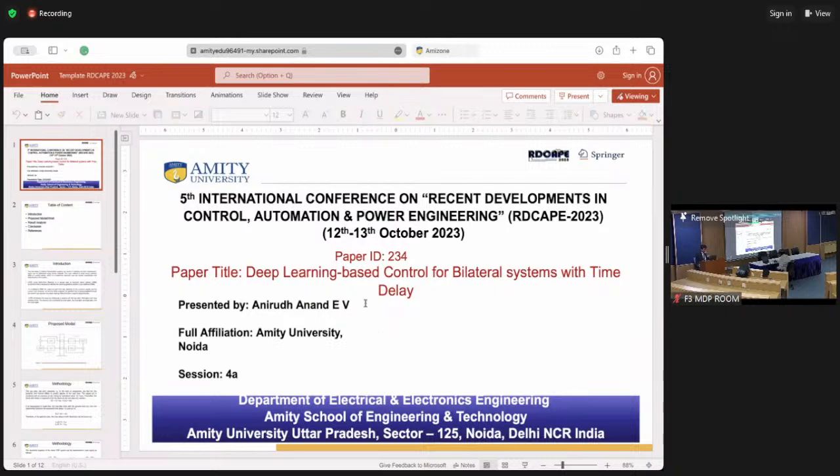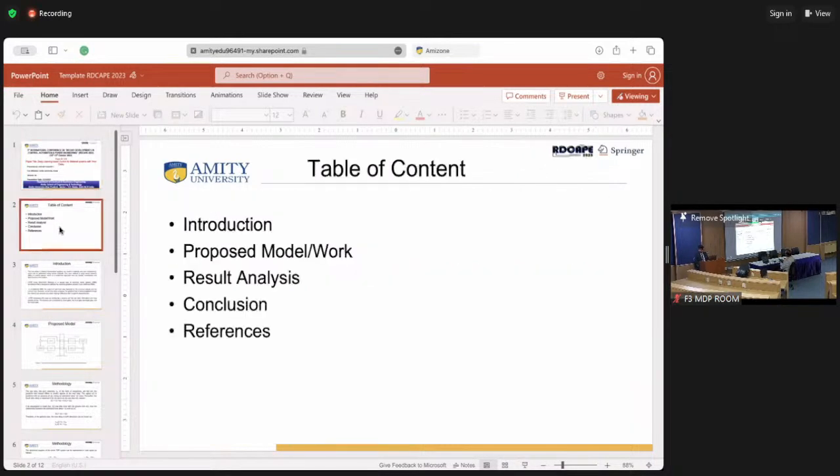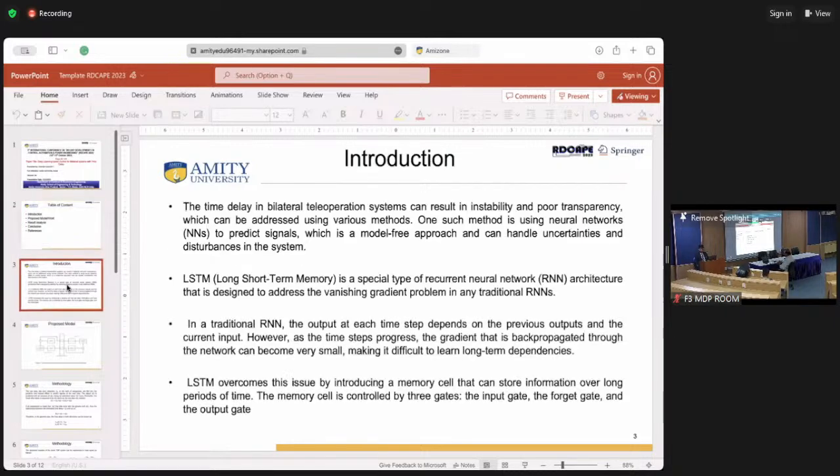In this work, we have the deep learning aspect of control for a bilateral system with time delay, because we have to take the symmetrical time delay rather than the unsymmetrical, whether it goes from master to slave or slave to master. We will present the introduction, the proposed model, result analysis, and then conclude. I will take hardly 5 to 6 minutes.